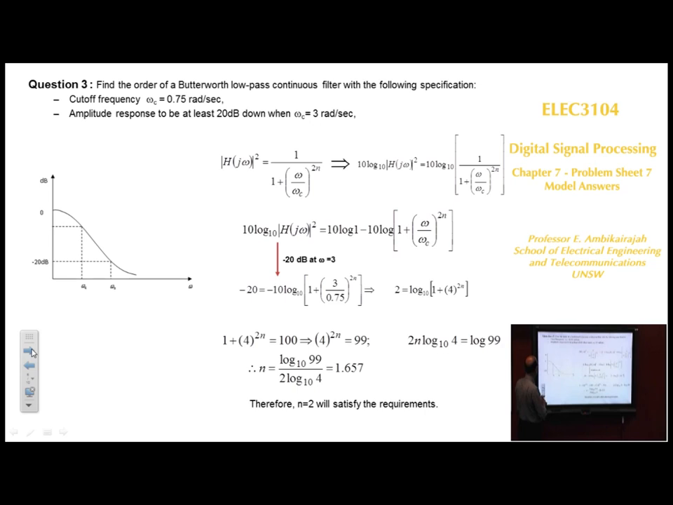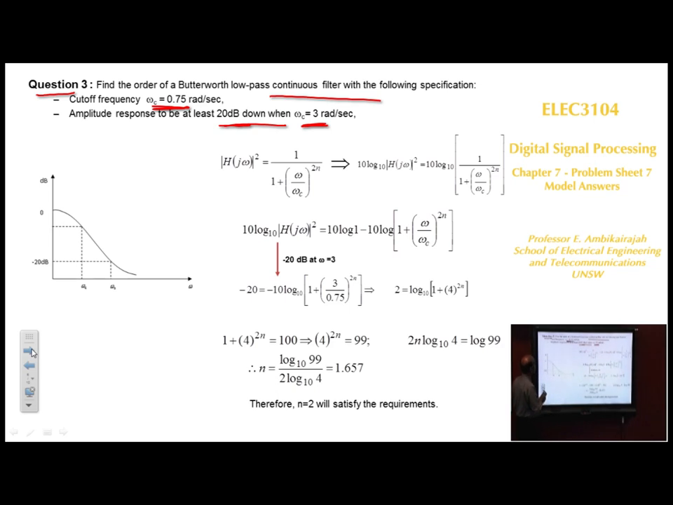We move on to the next question. Find the order of the Butterworth filter here also. Given the cutoff frequency is so many radians per second, the amplitude response is 20 dB down at omega equal to 3 radians per second.